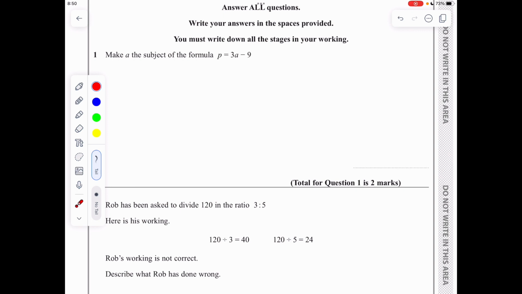In question 1, we are asked to make A the subject of the formula P is 3A minus 9. So we need to leave A on its own. So P plus 9 is equal to 3A. I will divide throughout by 3 and we get that (P plus 9) over 3 is equal to A.